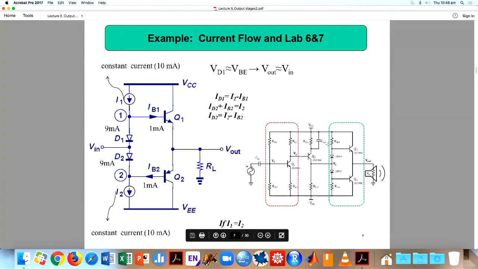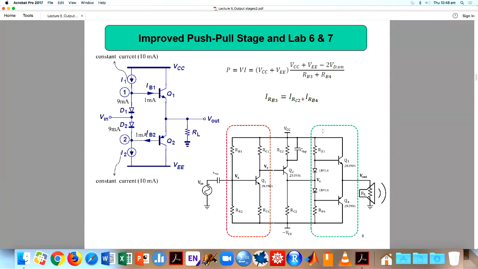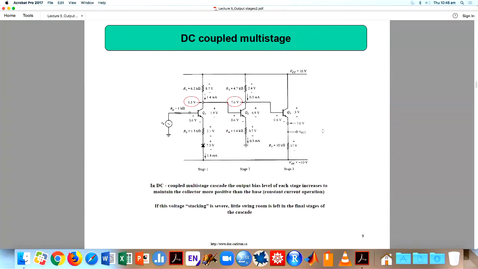But we have deliberately made this PNP because there is a reason. Your amplifier is a DC coupled multi-stage. So what do you mean by DC coupled? DC coupled means your output is directly connected to the base of another amplifier without a capacitor. If you use a capacitor here, that is called AC coupled. If you put a capacitor here, the advantage is that this DC voltage is isolated from this DC voltage, so only the signal will pass through.